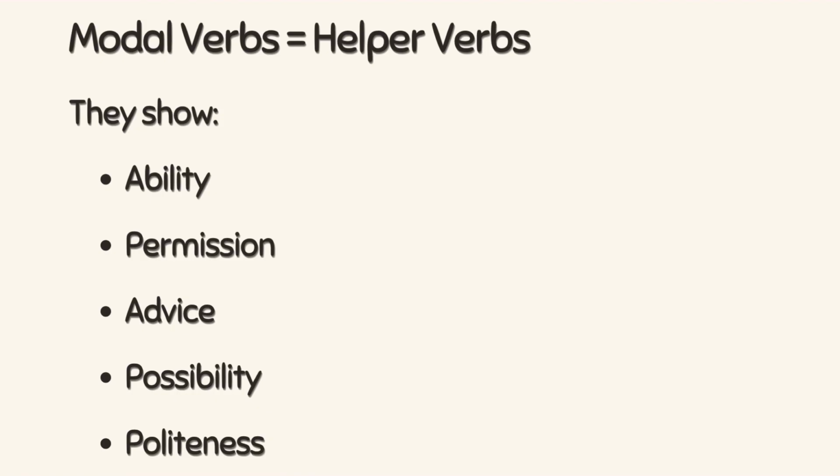Modal verbs are helper verbs. They help the main verb express meaning. Modal verbs show things like ability, permission, advice, possibility, and politeness. And today, we are focusing on 4 very important modal verbs. Can, could, would, and should.